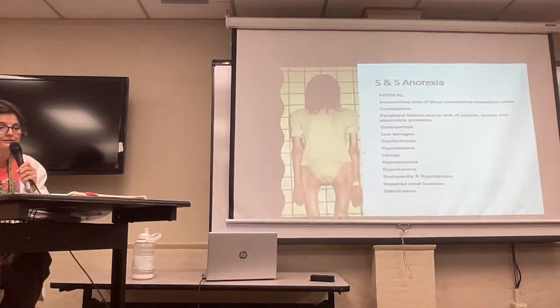Low estrogen, dysrhythmias, hypokalemia. Why? Because they use laxatives and have diarrhea. They vomit and they use diuretics. Lanugo. Lanugo is that fine, furry little hair that forms on your skin as a way to protect yourself. So they have that fine little hair that's on their skin that they will develop.